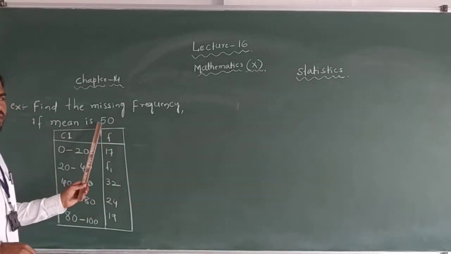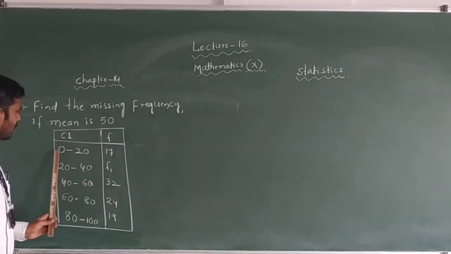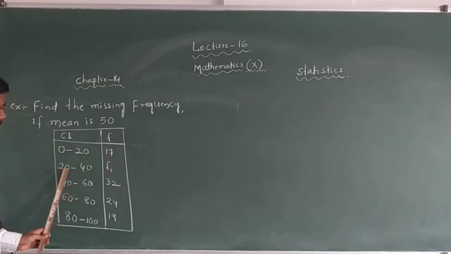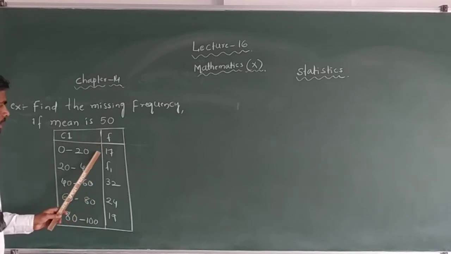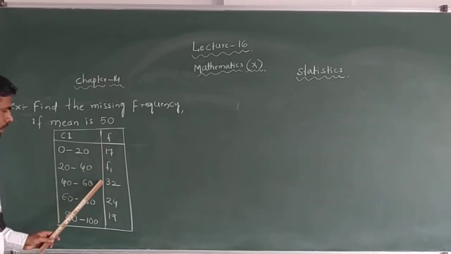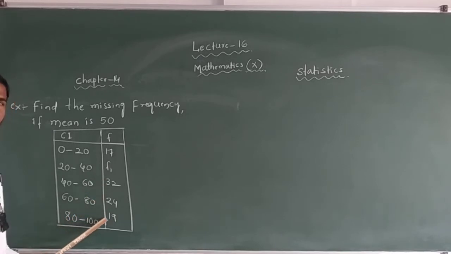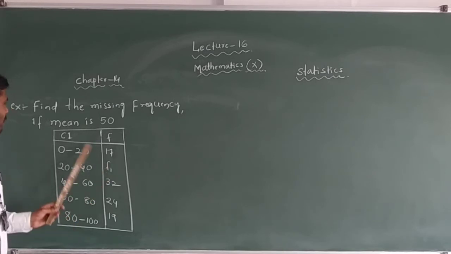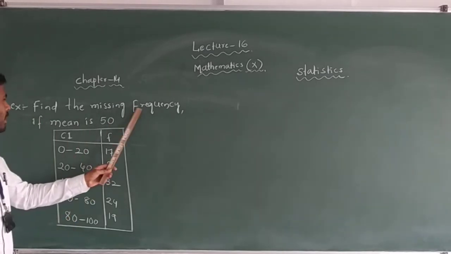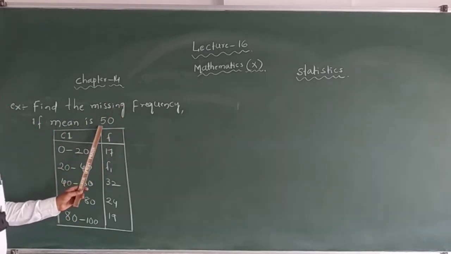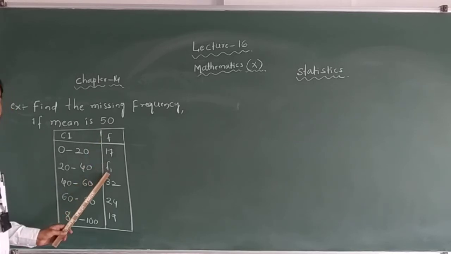The mean is given as 50. The class intervals are 0 to 20, 20 to 40, 40 to 60, 60 to 80 and 80 to 100. The frequencies are given as 17, F1, 32, 24, 19. Now we have to find the F1 value. Find the missing frequency if the mean is 50. So the F1 value you have to find.